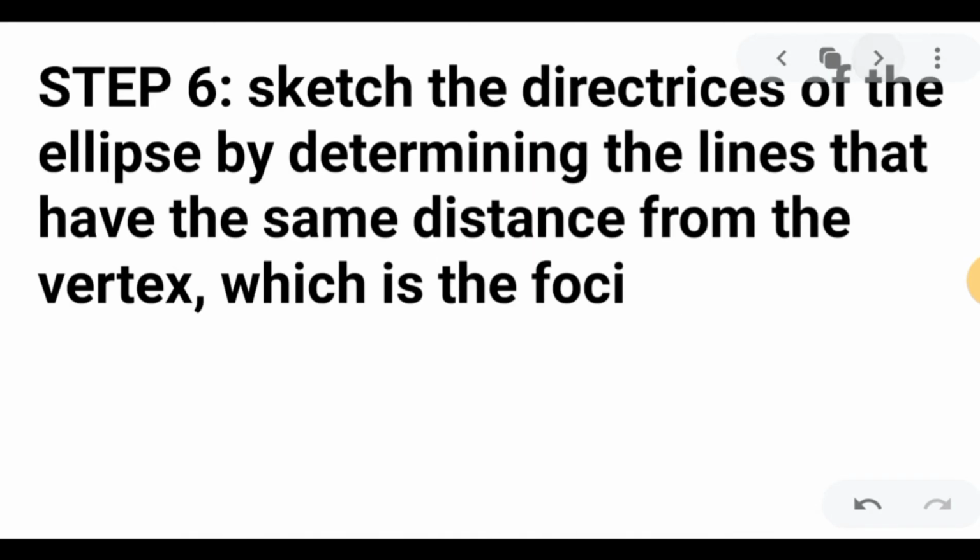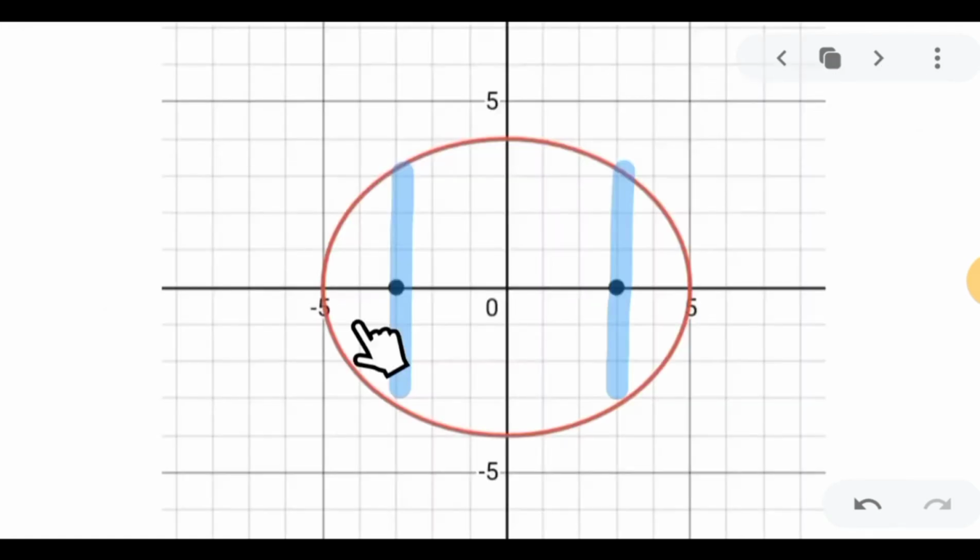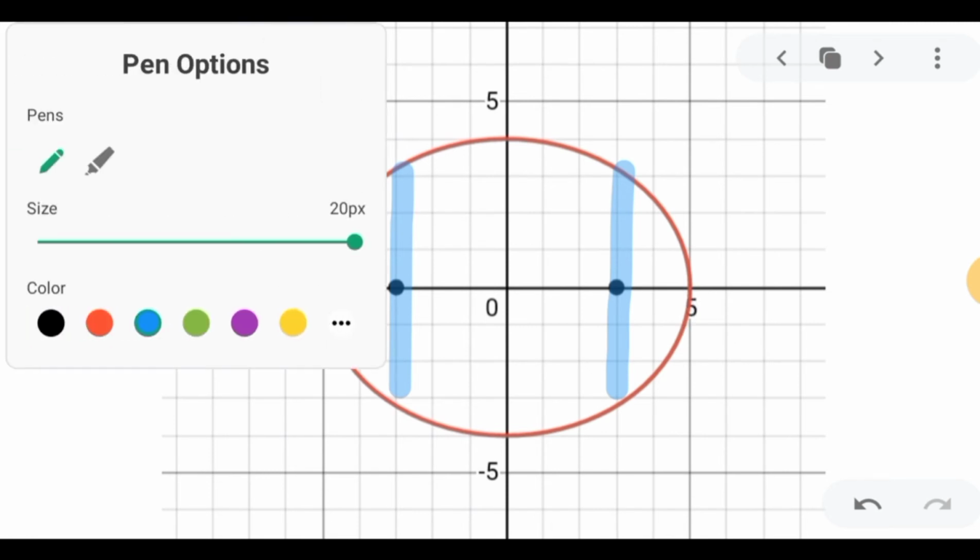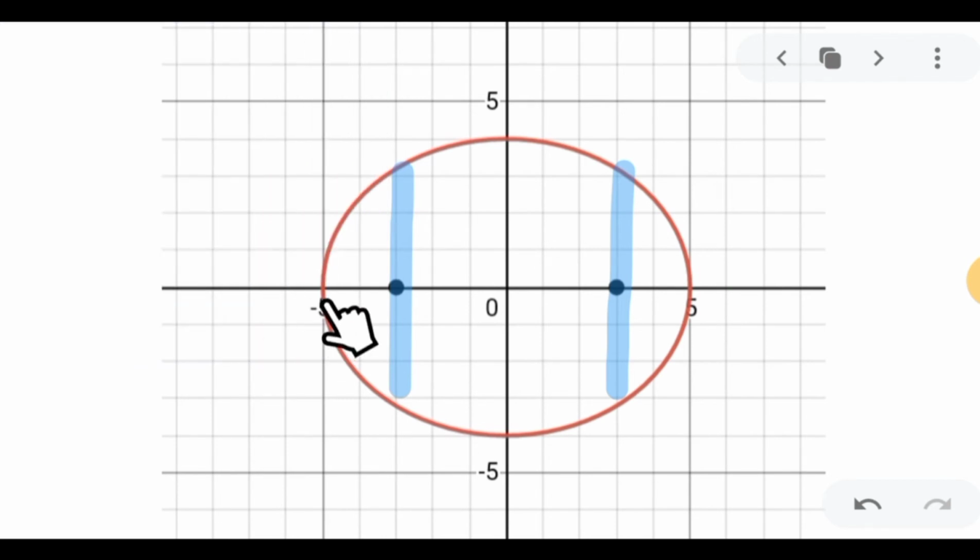The next step that you need to do is sketch the directrices of the ellipse by determining the lines that have the same distance from the vertex as the foci. Meaning to say, we will draw the directrices having the same number of units from the foci up to the vertex. So we have here 1, 2, 2 units. Here, 1, 2, 2 units as well. So for our directrices, we must draw them 2 units from the vertex. This is your vertex, 1, 2. So you will plot the directrix here.